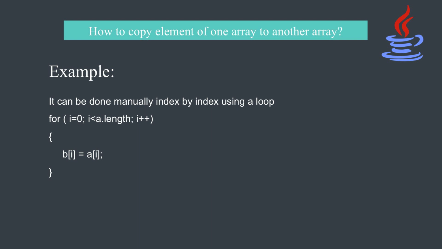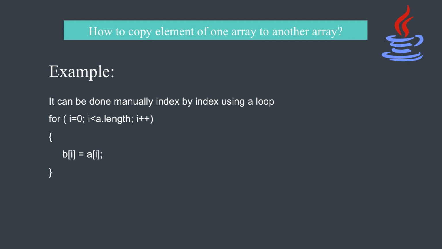So now coming to how to copy elements of one array to another array. Basically we can do this using a loop, index by index. For example, i is equal to 0, i is less than a.length, i plus plus. So store all the elements of A: A of i assigned to B of i. Each and every element of A will be assigned to B. So this is done manually, index by index, using a loop.